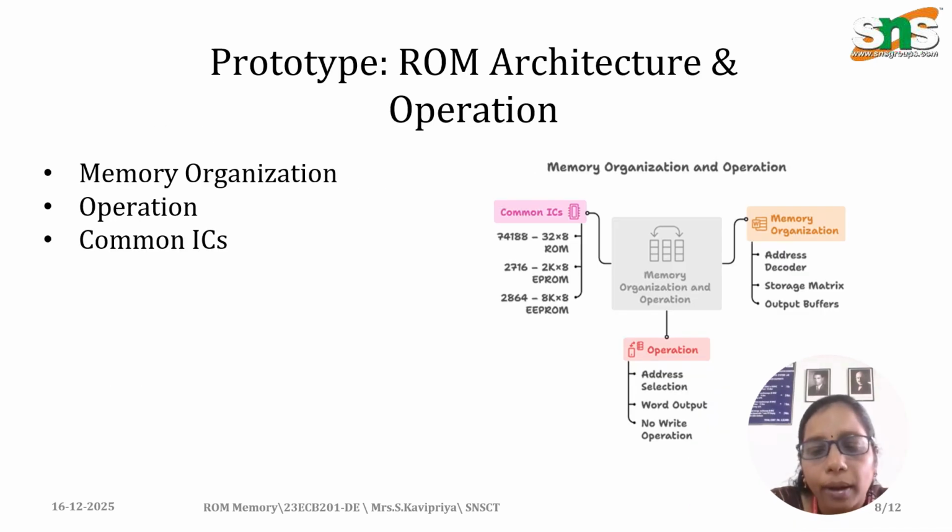And next is the read-only memory architecture. It consists of an address decoder, storage matrix and output buffers. Here the programming, the writing part, cannot be done. It is done at the time of the manufacturing process. Reading can be done by making use of the address location. By giving the address location, the data can be fetched and read. So no write operation can be done. It is available in common ICs like 74188, 2716 and 2864, where 74188 is a ROM, 2716 is an EPROM, and 2864 is an EEPROM.